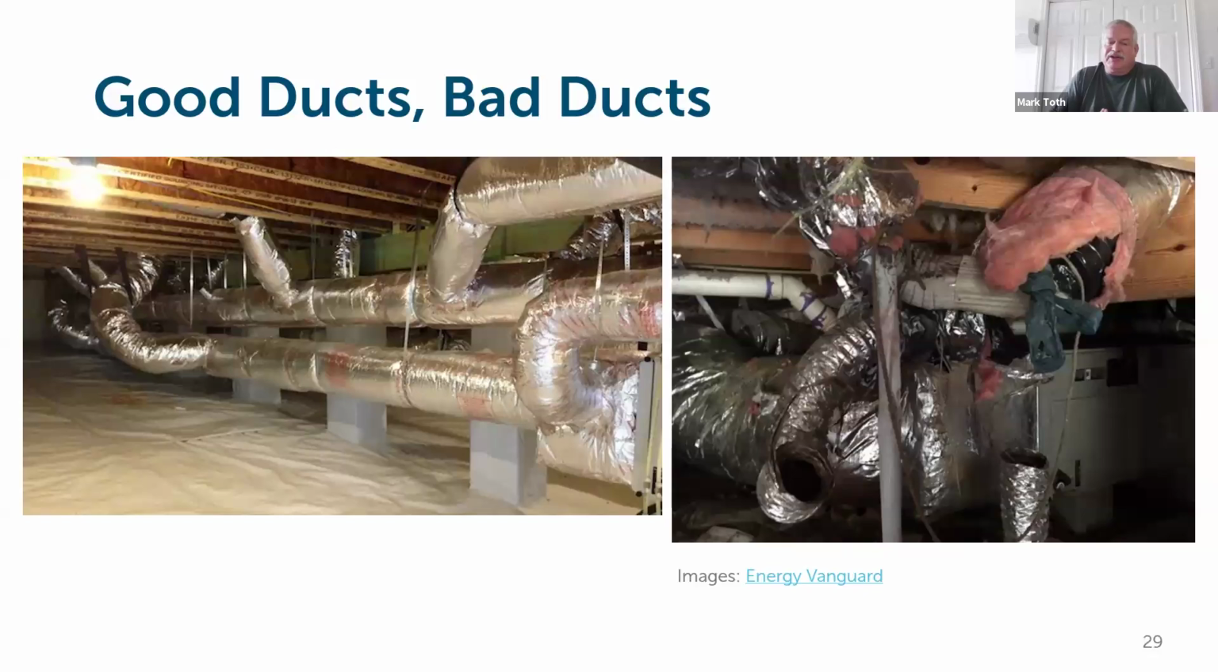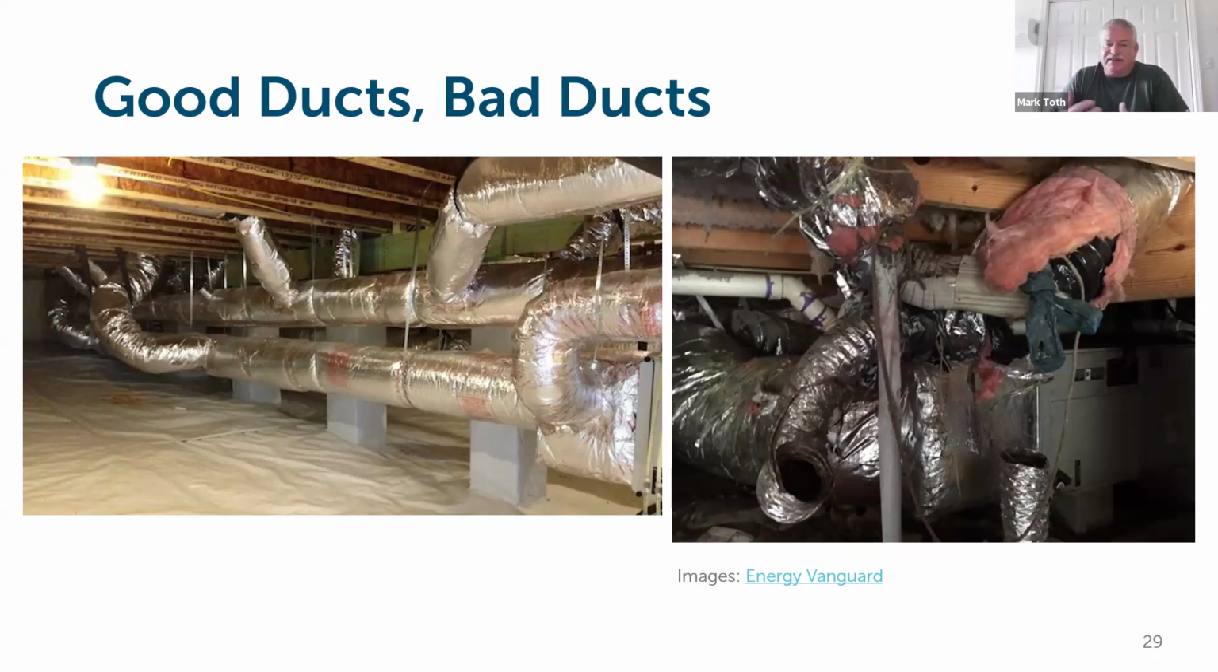Pretty easy to spot good duct systems and bad duct systems right off the bat. I think the one on the left is actually a combination of hard pipe and flex, but it looks like a very good duct system. You have a lot of straight pipe. You have a lot of bends that are not sharp. They're kind of flowing bends. It's very good compared to the one on the right.